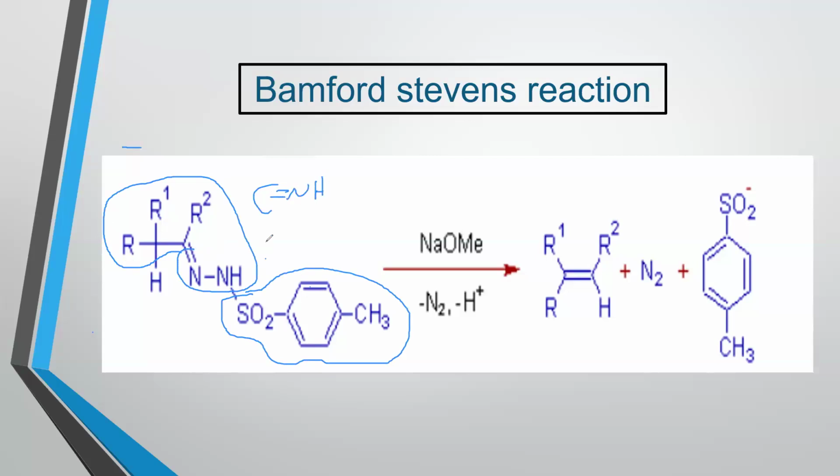Okay, why I'm saying paratoluene, because this is a toluene. So paratoluene benzene sulfonyl is attached with the imine group. So when this entire structure reacts with NaOMe, that is sodium methoxide, which is a strong base, acting as a Lewis base, in presence of that, this entire structure, paratoluene benzene sulfonyl with imine group, will be converted into the alkene.